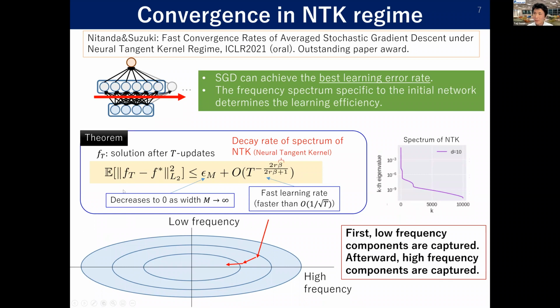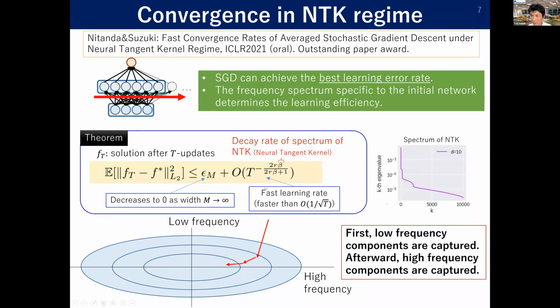Here we are considering the online setting. That means at each iteration we observe one data point. After T updates, we obtain f_T by stochastic gradient descent. Then its estimation error, the square of the L2 distance between f_T and the true function, can be bounded like this. The first term is an error which decreases to 0 as the width m goes to infinity. So this can be negligible in very overparameterized settings.